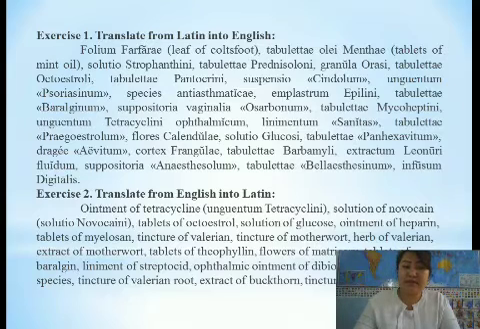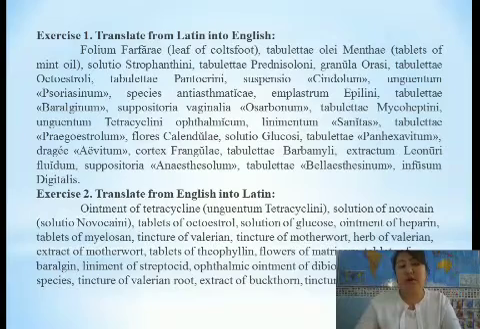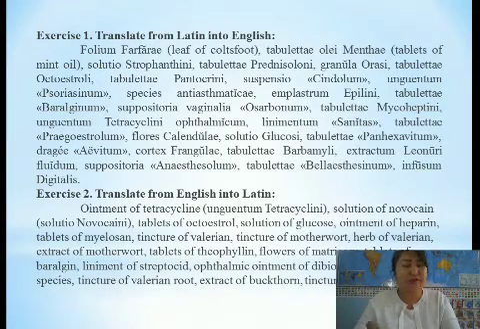The next exercise is translation again, but in this exercise you have to translate from English into Latin. For example, ointment of tetracycline. Unguentum tetracyclini. As you see, the name of the drug we write with a capital letter in Latin. Solution of novocaine. Solutio novocaini. And in this way you have to translate all these exercises.